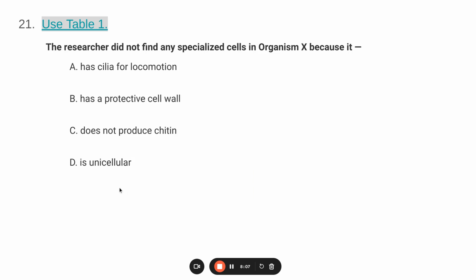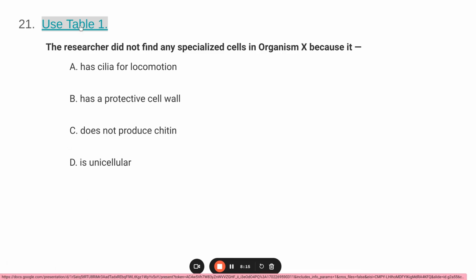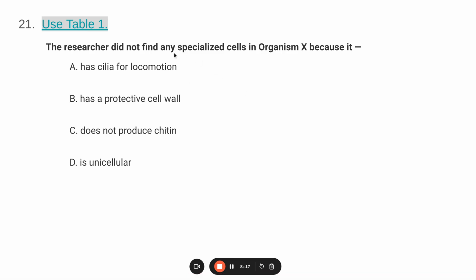The researcher did not find any specialized cells in organism X because it is. Now, you could use table 1 and go back to table 1, but I don't think you need it. So if you don't have any specialized cells, is it because it has cilia for locomotion? It has a protective cell wall. It does not produce chitin, or it's unicellular. Well, we've had a question similar to this in the past. It doesn't have any specialized cells because it is single-celled. It's unicellular.